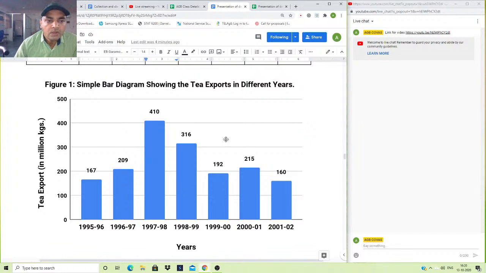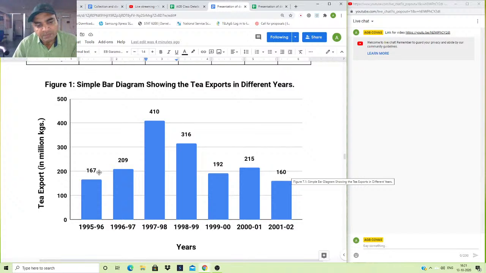Okay. So from here you can see that there is an increasing trend from 1995 to 1997. That is, from 167 it has increased to 410, and then there is a decreasing trend over the next 3 years, and then it has stabilized to its previous values.